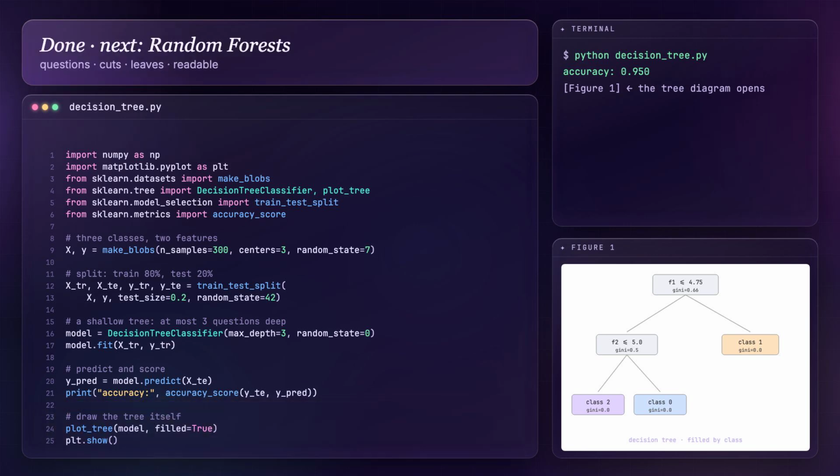And that's the decision tree, a flowchart of simple questions, carving the space into clean regions, and completely readable from top to bottom. Its one real weakness is overfitting, if it's allowed to grow too deep, and that weakness leads us perfectly into the next idea. What if we grew a whole forest of trees and let them vote? That's the random forest next time.